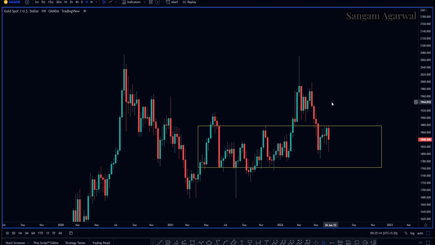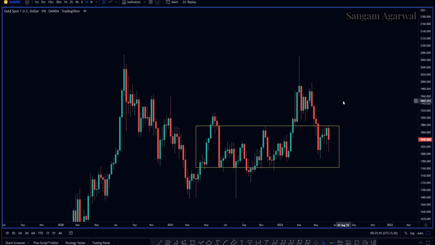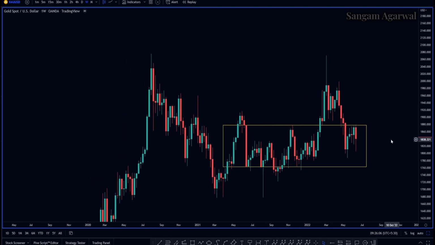But for 1 year, from speculation to real Fed tight monetary policy, gold has made a sideways range between 1878 to 1762. So it looks like maybe this range will only break when the Fed policy changes from QT to QE, and it depends on next week's GDP and upcoming CPI and what China and Russia do to this global economy.